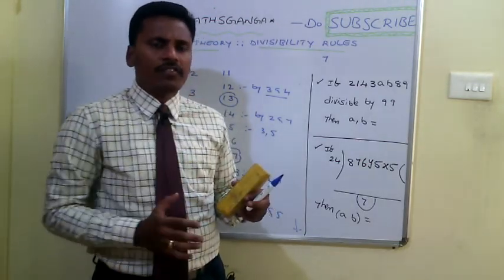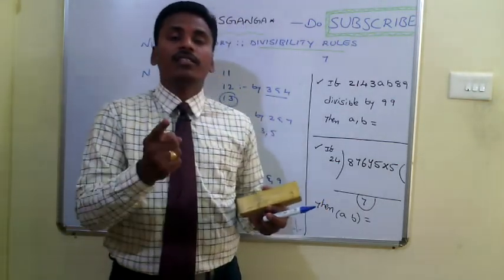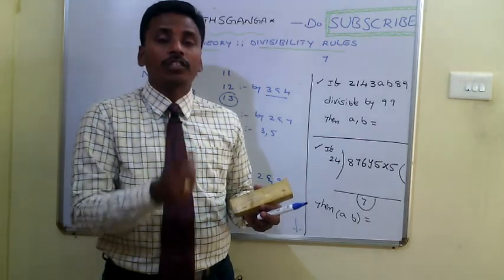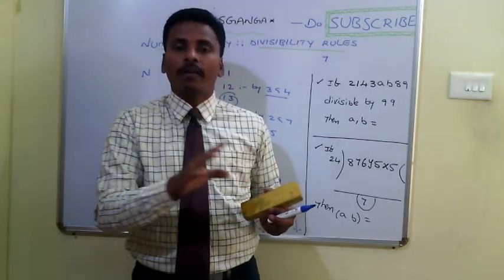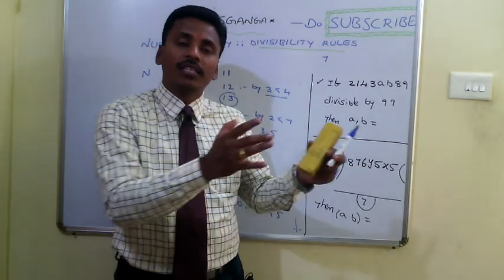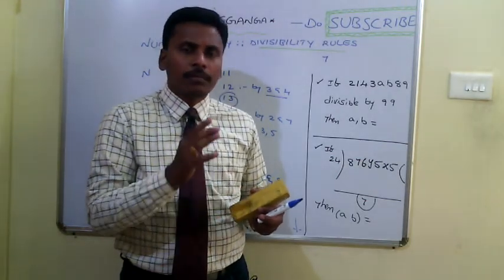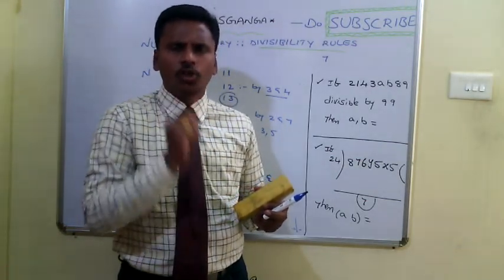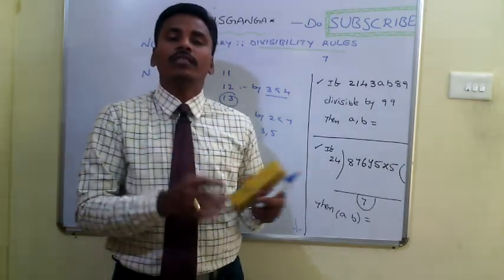See, for example, a number is divisible by 56 if it is divisible by 7 and 8. Why? Because 56 is the product of 7 and 8, and 7 and 8 have no common factors. So the divisibility rule for 56 is nothing but the divisibility rules for 7 and 8. A number is divisible by 72 if it is divisible by 8 and 9.